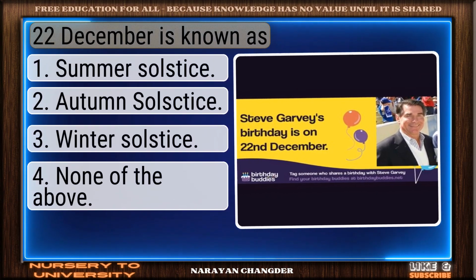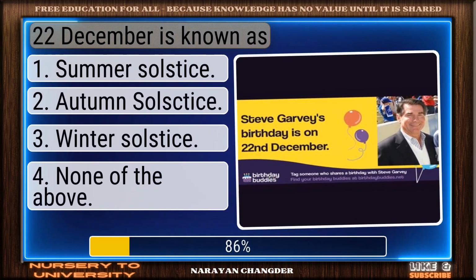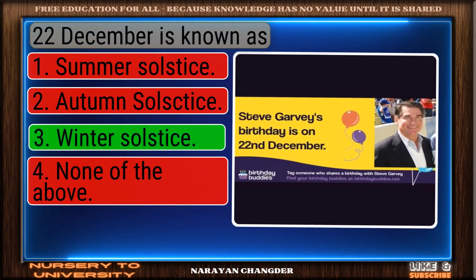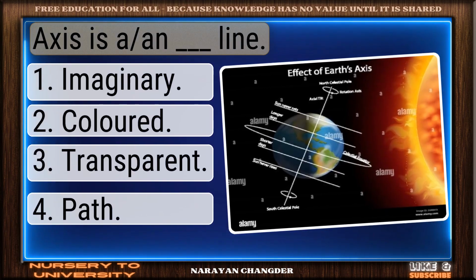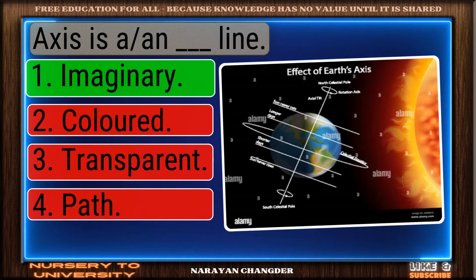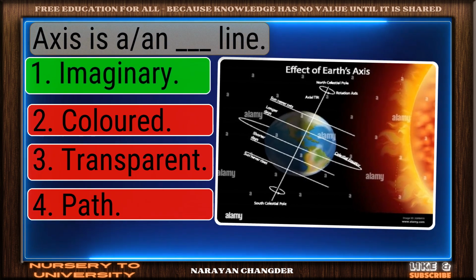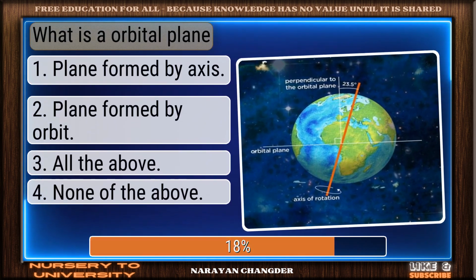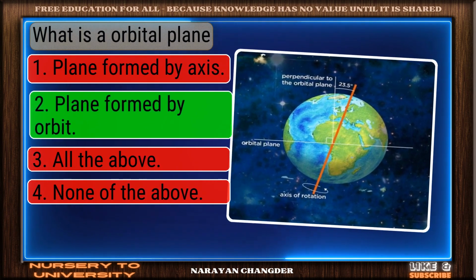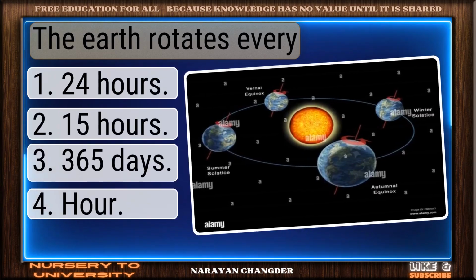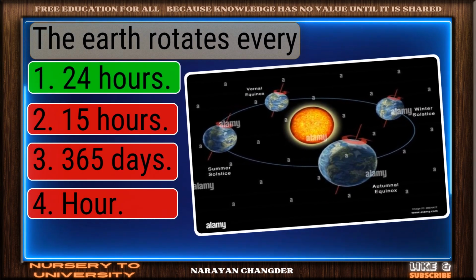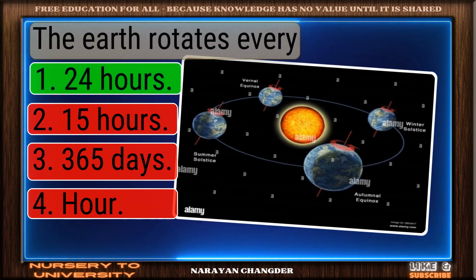22 December is known as. You're right. Winter solstice is the correct answer. Axis is an even dash the line. Good job. Your answer imaginary works well here. What is an orbital plane? Great job. Plane formed by orbit is the accurate answer. The Earth rotates every. Excellent choice. 24 hours is the right answer.